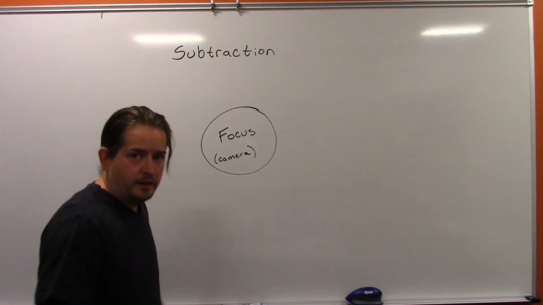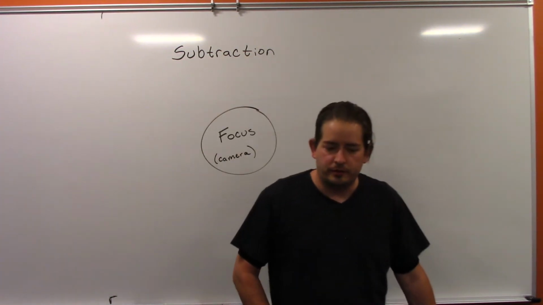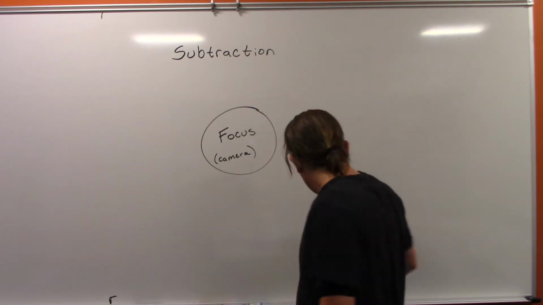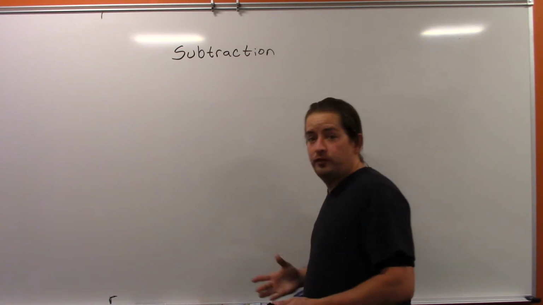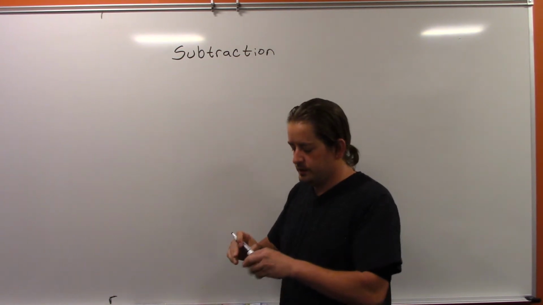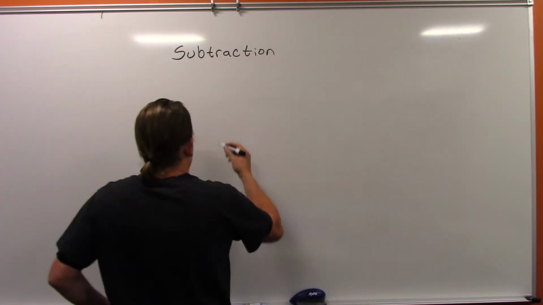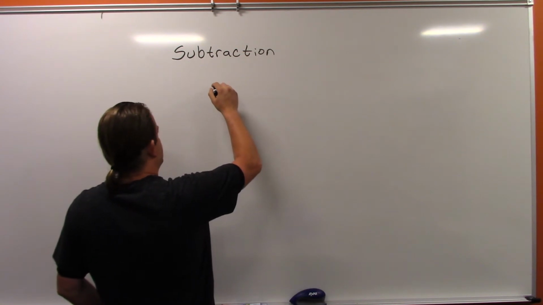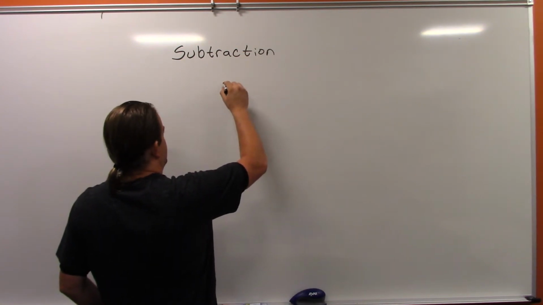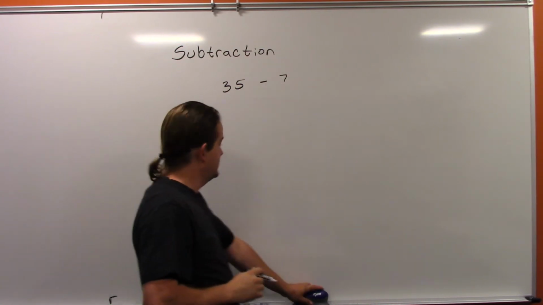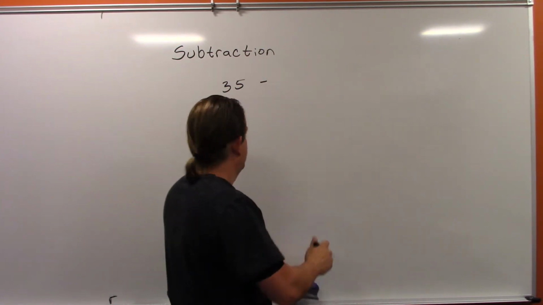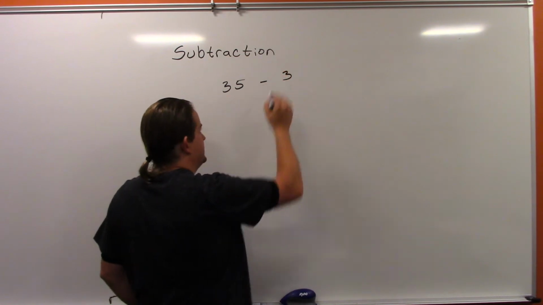Okay, welcome back. We're in subtraction of whole numbers. Subtraction, like addition, can be defined on the number line. So let's take a look at this. If I have, let's say, 35 minus, not 7 to start, minus 3, right?